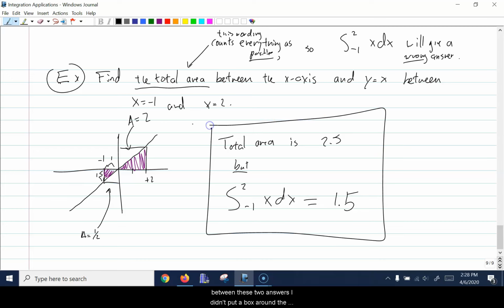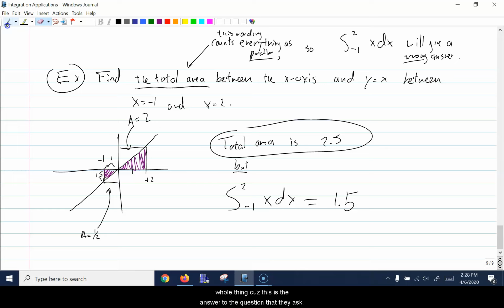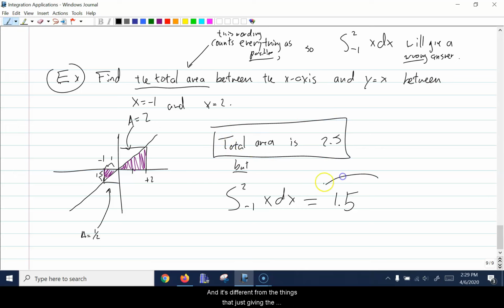And this section is mostly about clarifying the difference between these two answers. I shouldn't put a box around the whole thing, because this is the answer to the question that they asked. And it's different from what just giving the integral will be. When we're talking about area, the fact that the integral counts area below the x-axis as negative is usually a difficulty we need to accommodate. It's a thing we have to work around.